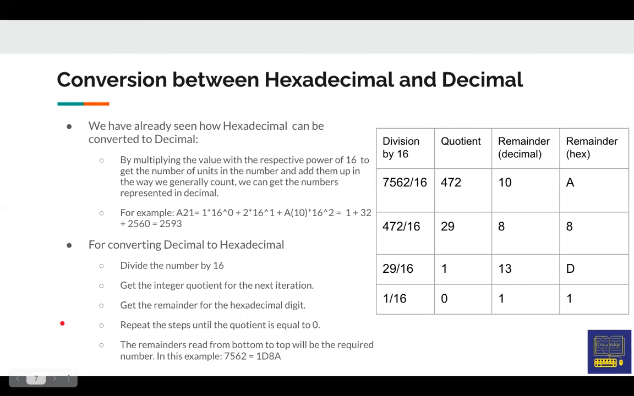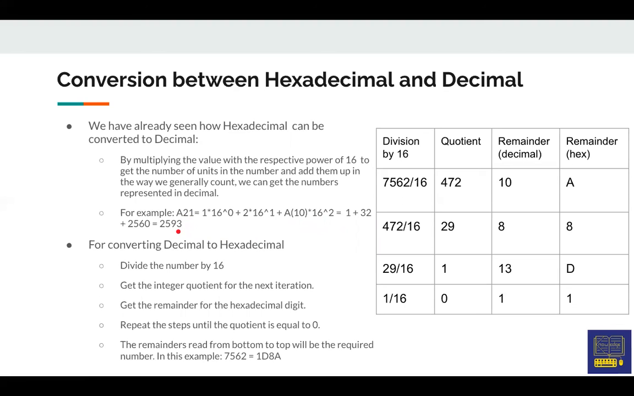So to convert between hexadecimal and decimal, we already saw how from hexadecimal to decimal, we just multiply it with the respective place values. So 16 to the power 0 is 1, so 1 into 1, you get 1. Again, 2 into 16 to the power 1 is 32. And then A, 10 into 16 to the power 2 is 2560. So you just add that up and you get the number of individual units contained in this particular hexadecimal number, which is basically the way we normally count. So that's essentially the representation in decimal.